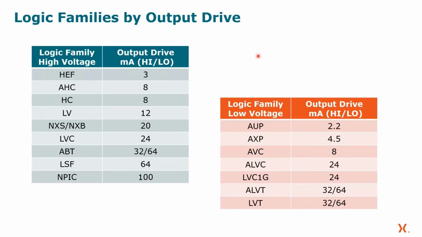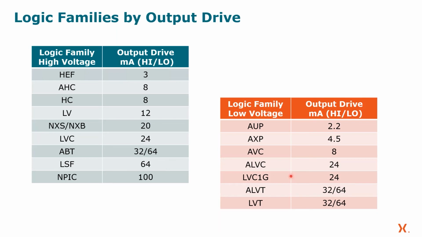And then the next one is by the output drive, ranked in order of how much power you can drive, so that you can hook an LED directly to the output of the device, for example. From a high voltage family, they rank from the HEF family, which is the lowest current parts, all the way up to the NPIC family, which is a specialized LED shift register device, which is 100 milliamps per output on it. So again, if you're trying to drive something directly, take a look at these parts to determine which part will give you the output current you need.